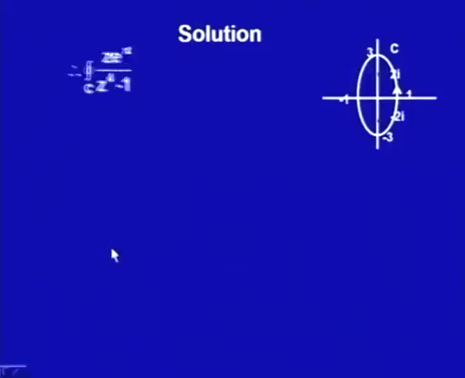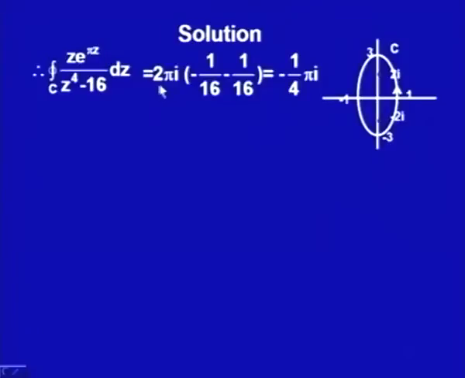So, what we get, the integral of z e to the power pi z upon z to the power 4 minus 16, using the residue theorem, is 2 pi i into the sum of residues at the isolated singularities. We have 2 isolated singularities. So, at z equal to 2i it is minus 1 by 16, at z equal to minus 2i it is minus 1 by 16. So, added up what we are getting is minus 1 by 8 into 2 pi i, that is minus 1 by 4 pi i. This is the first integral.